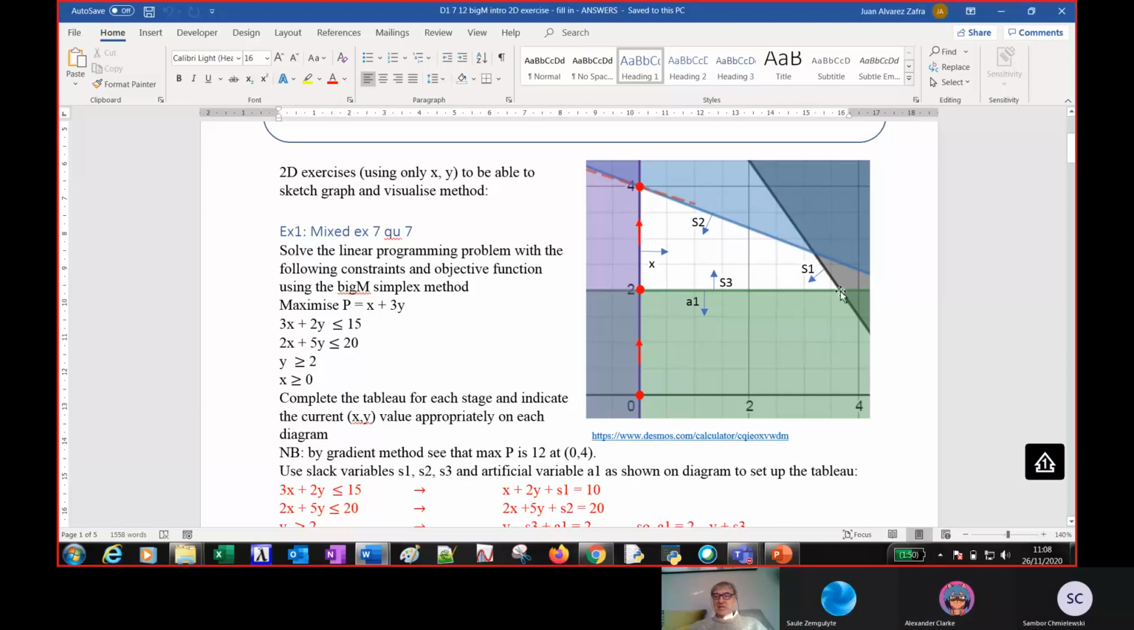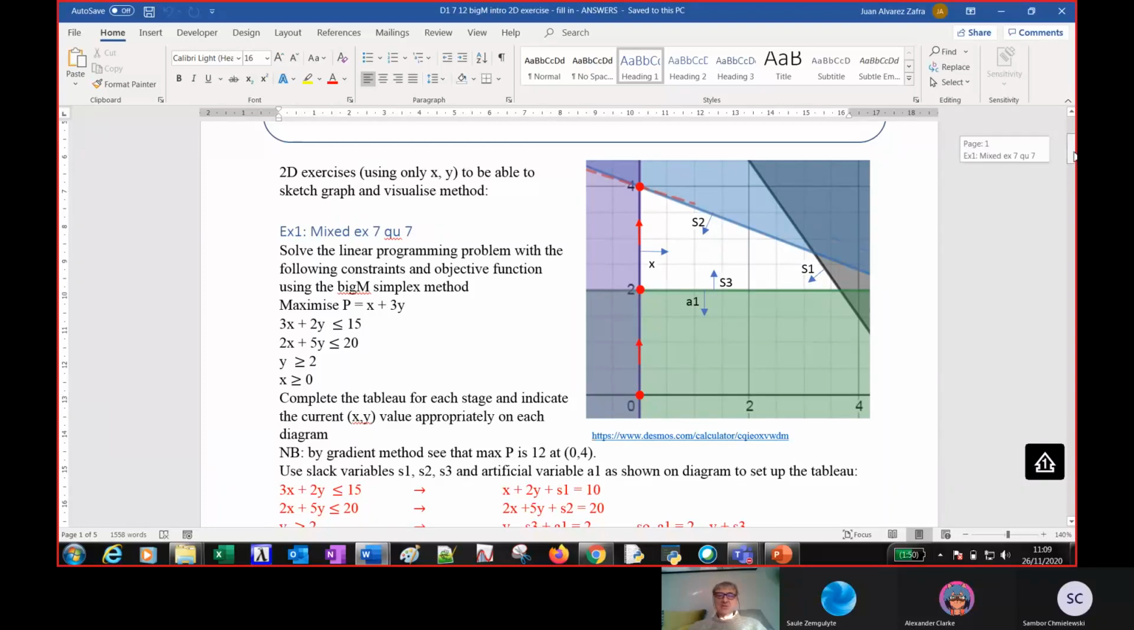correspond to this line here with a slack variable S1. The second one with slack variable S2. And then y greater than or equal to 2 corresponds to this line here with a surplus variable S3. When it's positive, we're in the feasible region. And when we're not in the feasible region, we have the artificial variable A1 being positive. So below here, S3 is 0, A1 is positive. On the line, A1 is 0 and S3 is 0. And in the feasible region, A1 is 0 and S3 is positive.